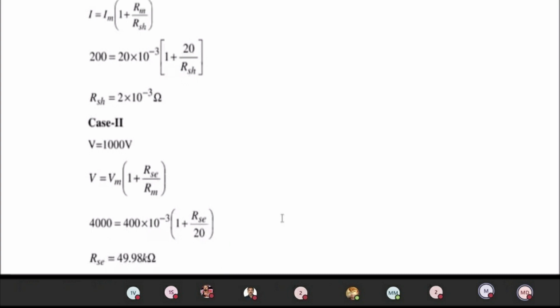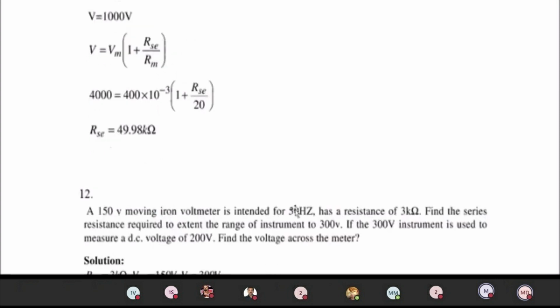Okay, you can treat this as case number 2. The voltage to be measured has been given as 1000 volt, and similar to current we have the formula for voltage also. V is equal to Vm into 1 plus Rse by Rm. Here V is known, Vm is known, Rm is known. The only thing is we have to find the resistance to be connected in series with the meter. So if you substitute the values, you will get the series resistance as 49.98 kilo ohms. If we connect 49.98 kilo ohms in series with the meter, it can measure up to 1000 volt.